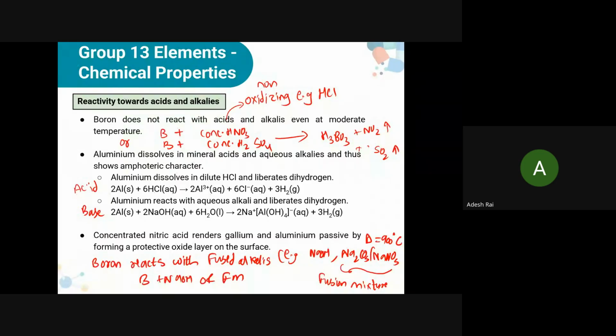Fusion mixture. What does FM mean, guys? FM here stands for what? Fusion mixture. So what is the product? We get Na3BO3, plus hydrogen gas is released and CO2 gas is also released.